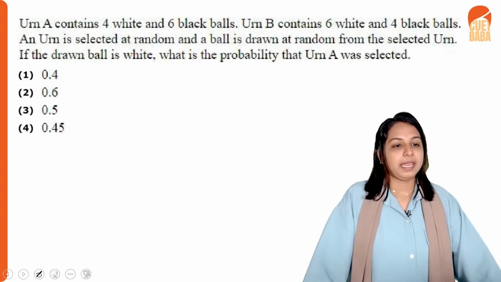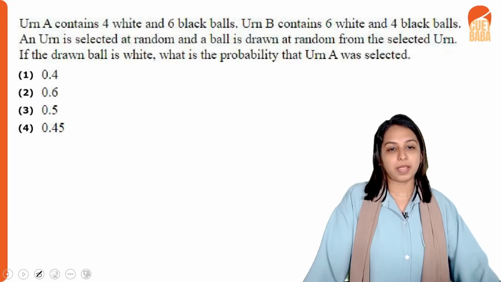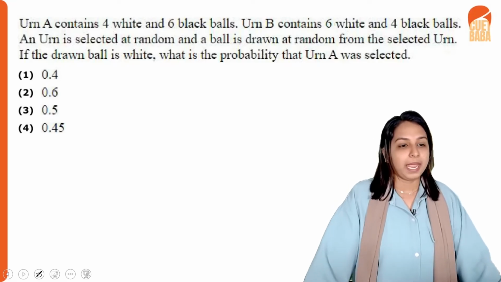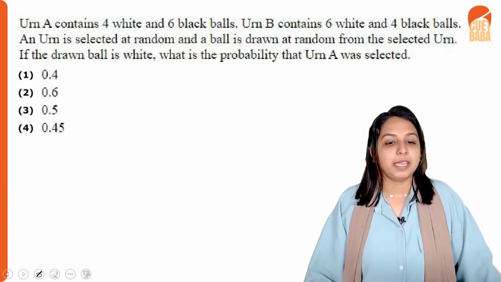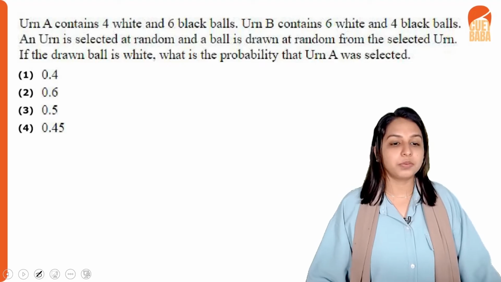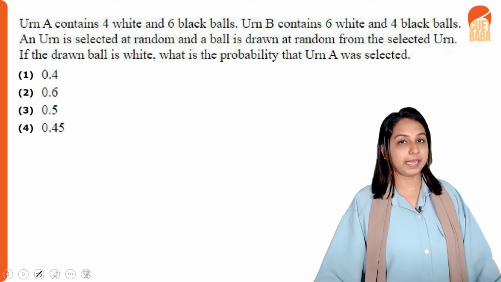Next question. An urn A contains 4 white and 6 black balls, and urn B contains 6 white and 4 black balls. An urn is selected at random and a ball is drawn at random from the selected urn. If the drawn ball is white, what is the probability that urn A was selected?